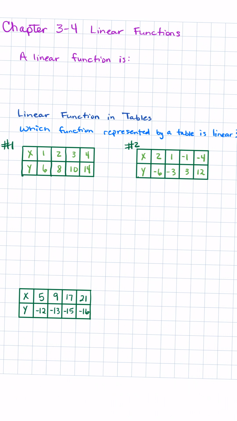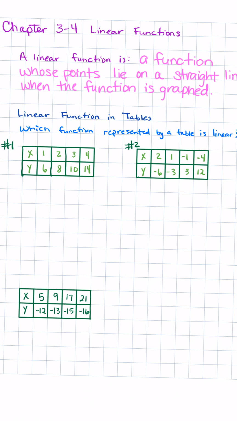A linear function is a function whose points lie on a straight line when the function is graphed. Let's go ahead and put that down. So a linear function is a function whose points lie on a straight line when the function is graphed. There are many ways to determine if a function is linear. One way is to use a table. If the ratios between the changes in the variables in a table are the same, then the function is linear.